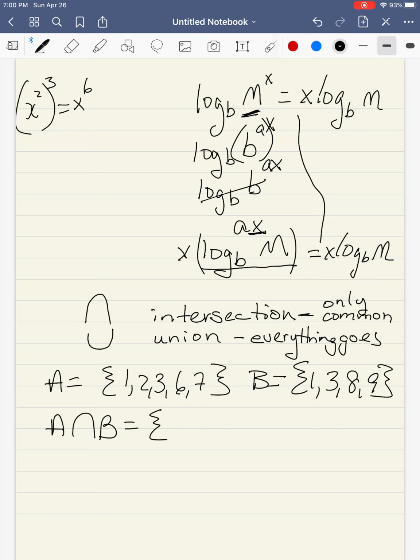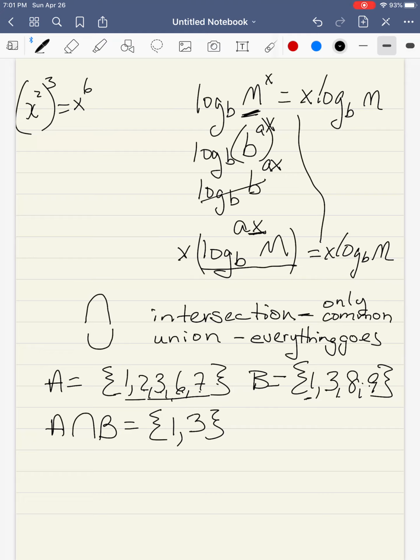All right? So there's a 1 here. Is there a 1 over here? Yes. So that's part of the intersection. Okay, there's a 2 here. Is there a 2 over here? No. So that's not part of the intersection. There's a 3 here and a 3 here. So yes, that is part of the intersection. Is there a 6 in both of them? No. Is there a 7 in both of them? And we can stop. We don't even have to look at B because we've already exhausted all of the possibilities for intersection.